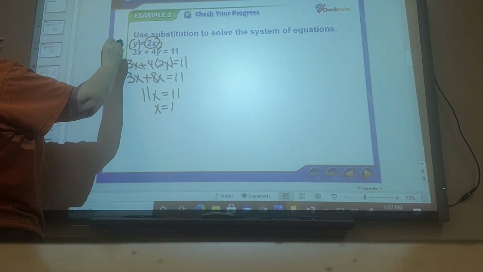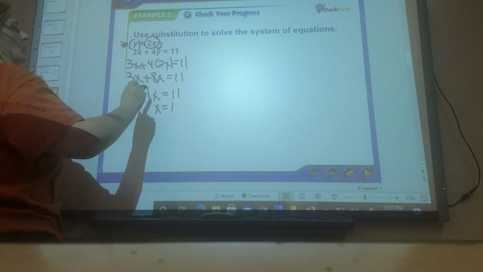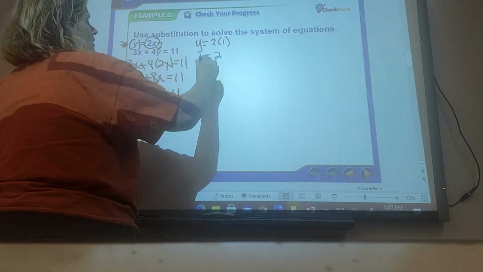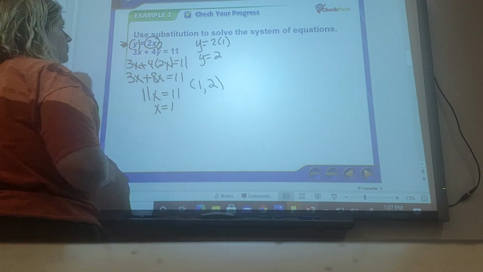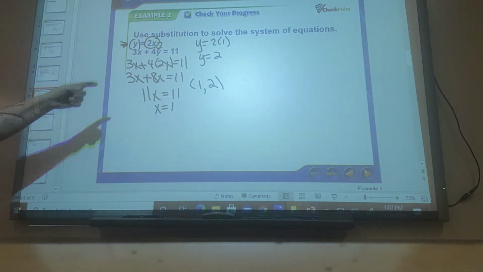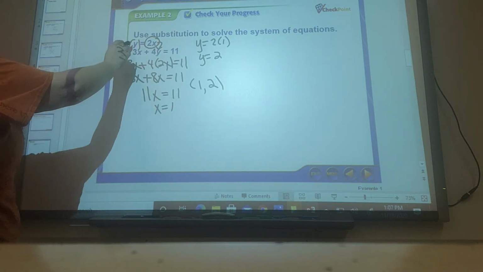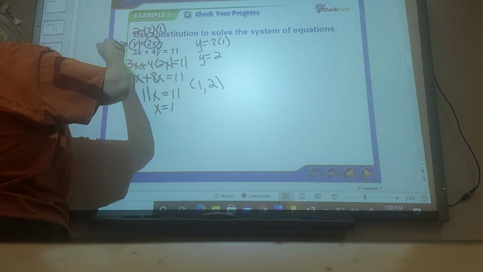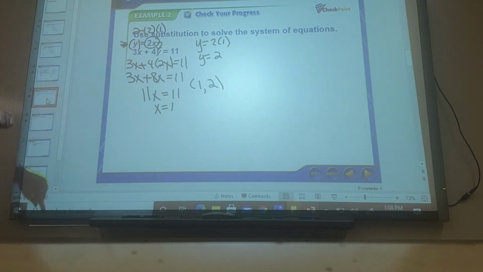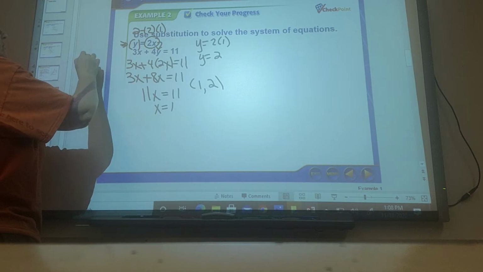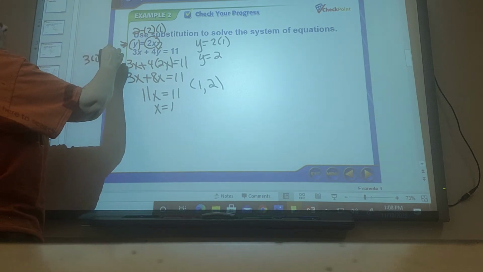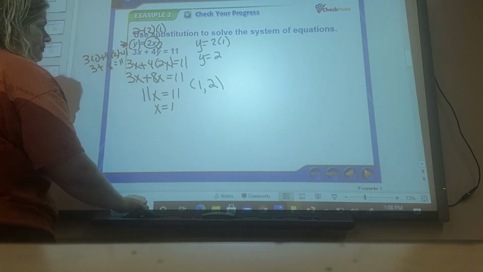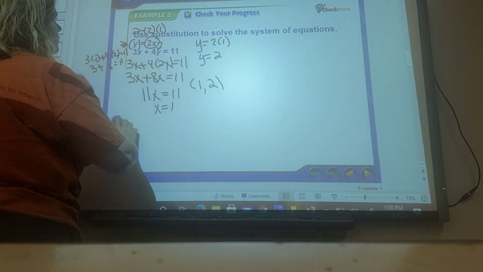Going back to one of the originals, I'm going to use the top one, we put in 1 for x to find y. So the answer is (1, 2). We can go back and check that, putting in 2 for y and 1 for x. Yep, 2 equals 2. Putting in 1 for x here, and 2 for y. Yes, 3 plus 8 is 11. So yes, you should always check them to make sure you have the correct solution.